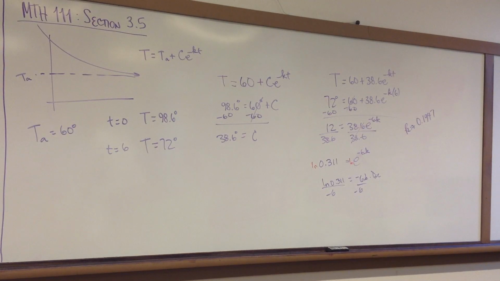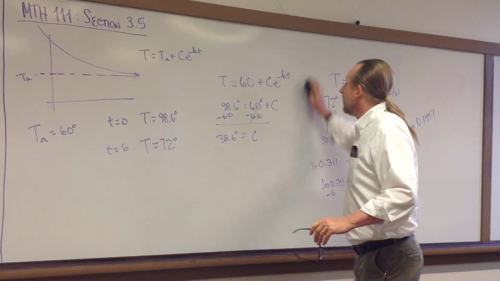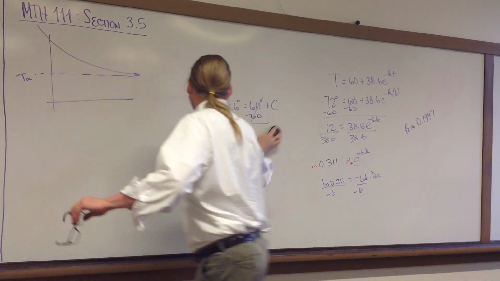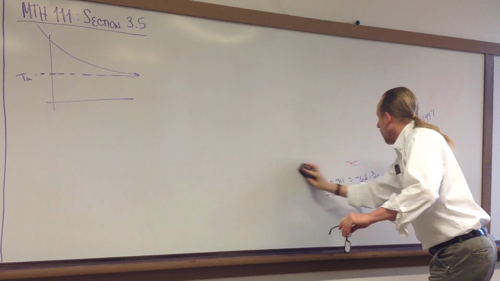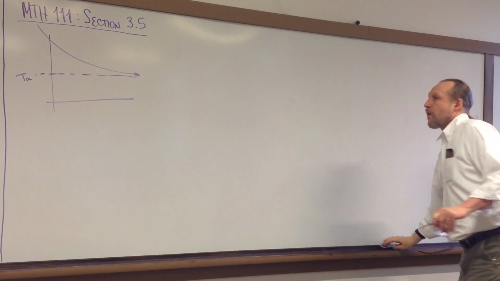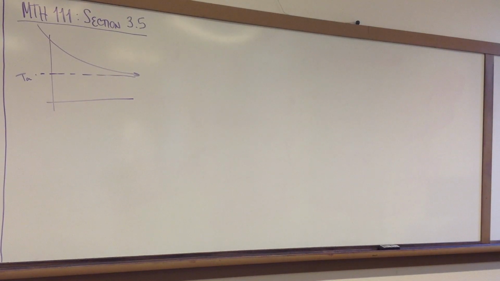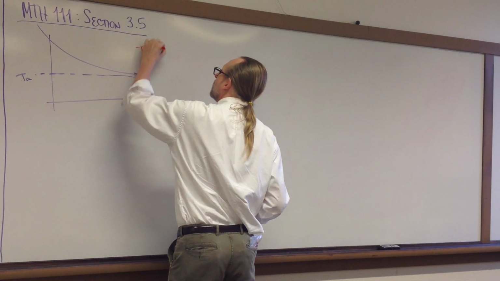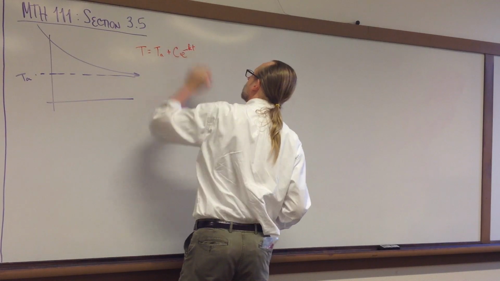All right, let's look at one more problem here. Problem 10. We've got some coffee. Okay, let's see. All right, so we need this relationship. The temperature is T sub A plus C e to the minus kt.